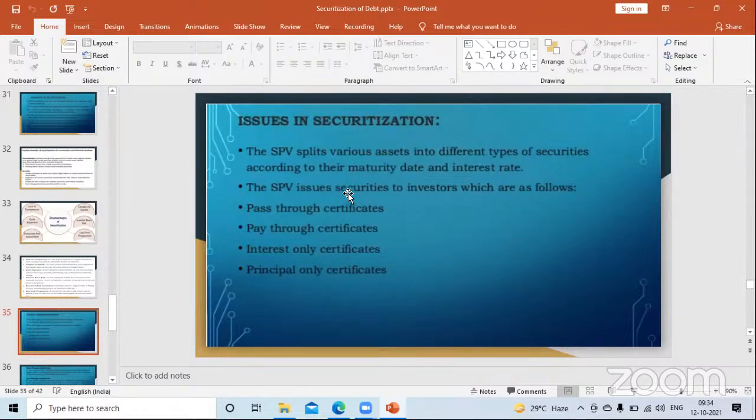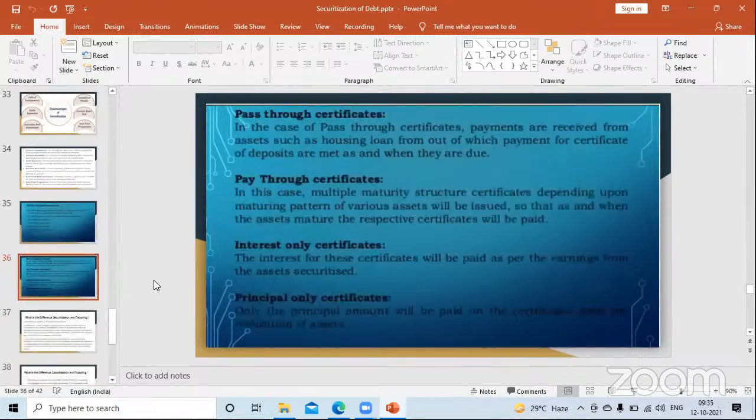Next, the SPV issues securities to investors, which are as follows. There are issues that are divided into 4 parts: pass-through certificates, pay-through certificates, interest-only certificates, principal-only certificates. These are the main 4 issues that you face while issuing securitization. Let's see one by one.